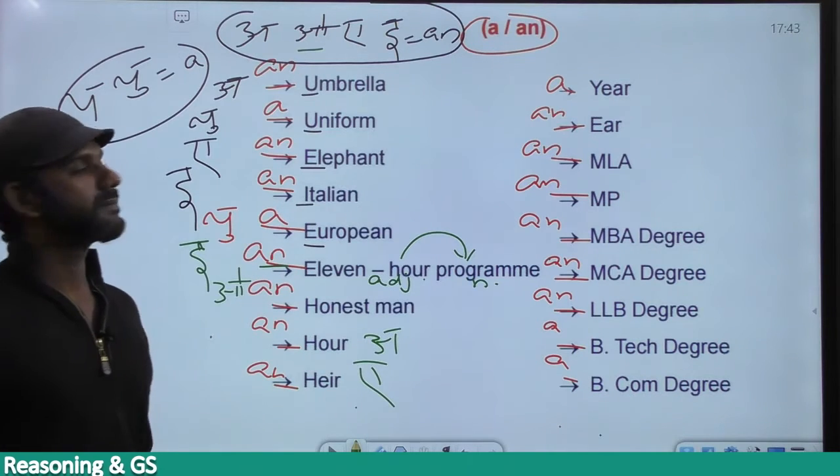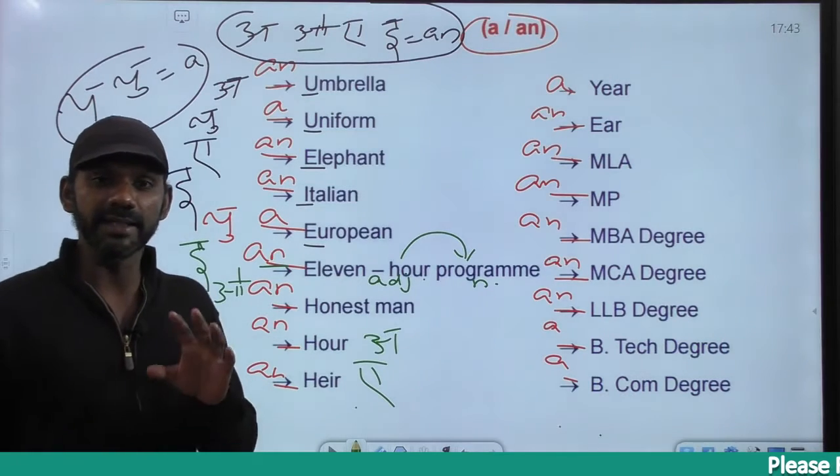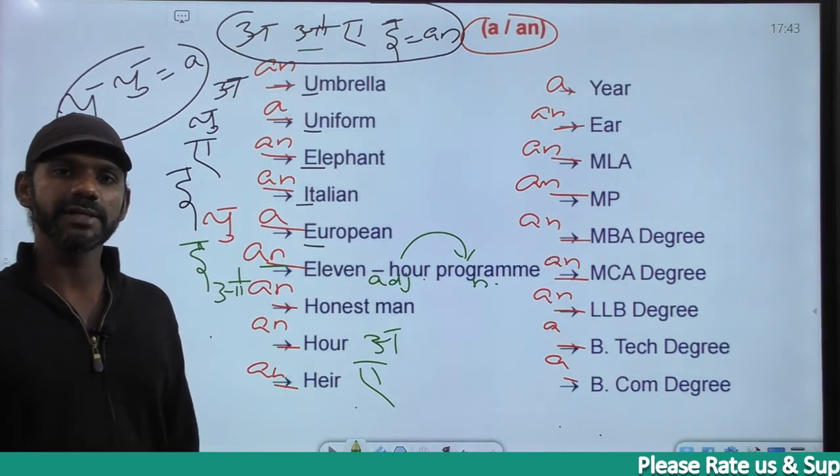Dash year. Now, Y-E-A-R is pronounced as year. Year, what's the first sound?